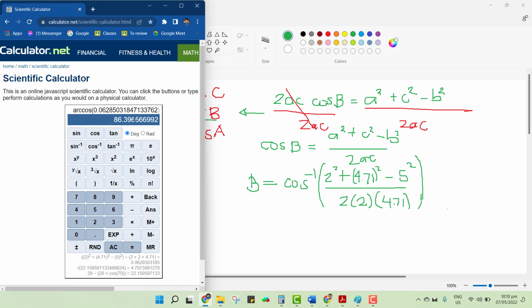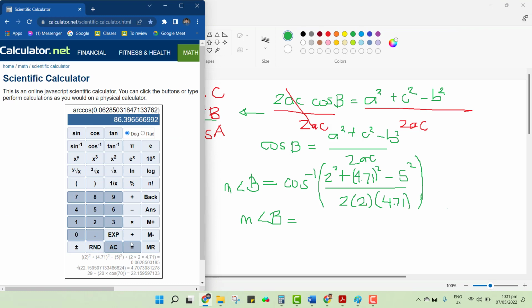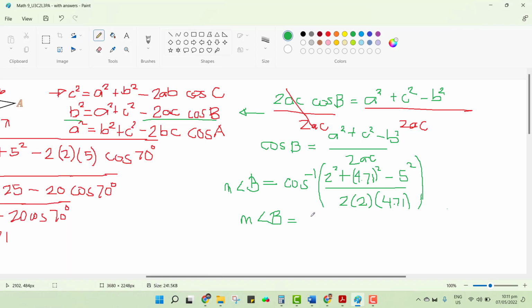So we have here the value of B, which is our angle. The measurement of angle B is 86.40, rounded off to two decimal places. So the measurement of angle B, as we take the arc cosine, or the inverse, is equal to 86.40.